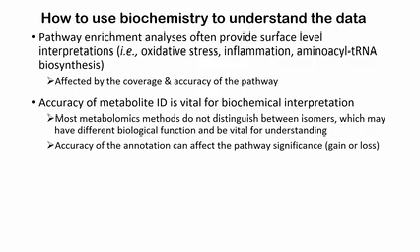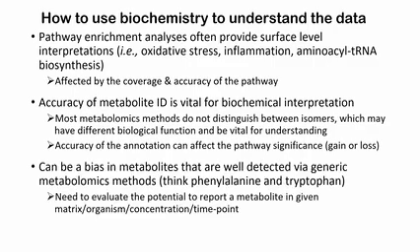And that, most metabolomics methods don't distinguish between isomers, and this would be very important for interpreting your data. And as I said, the accuracy of the annotations can affect the significance of the reported pathways. And that, we can see an analytical bias in many of the compounds that we detect.